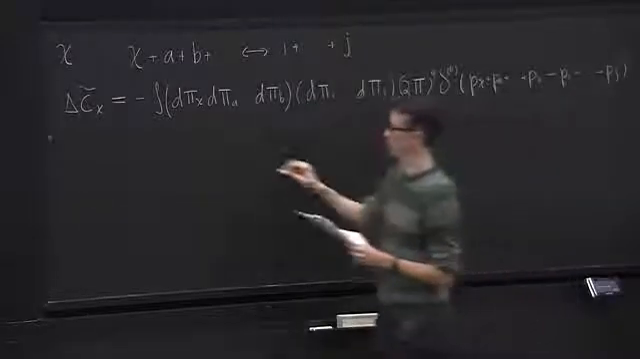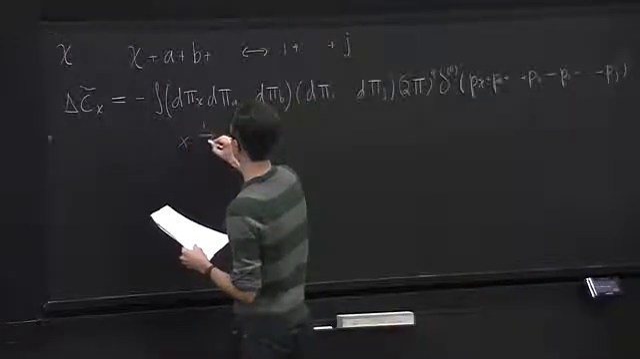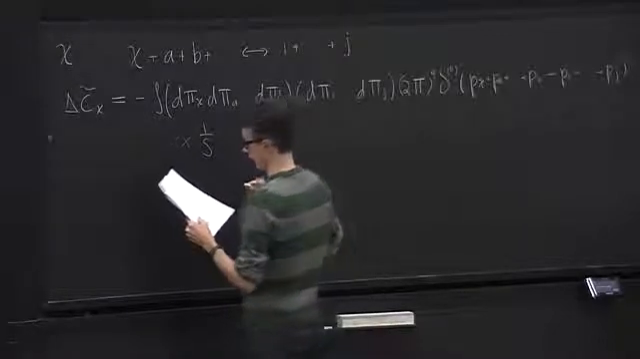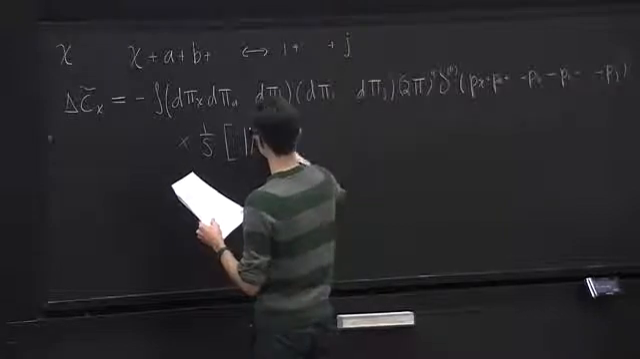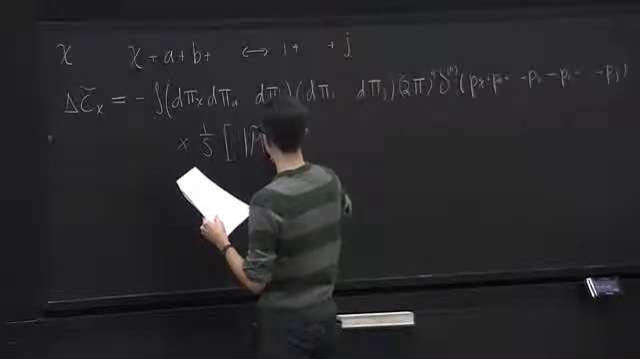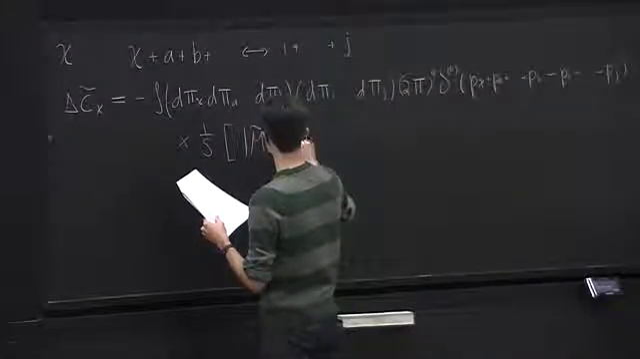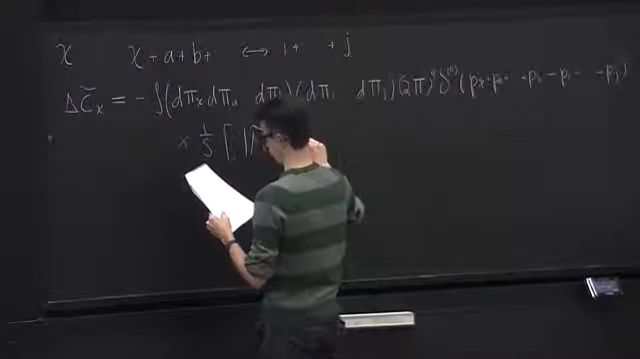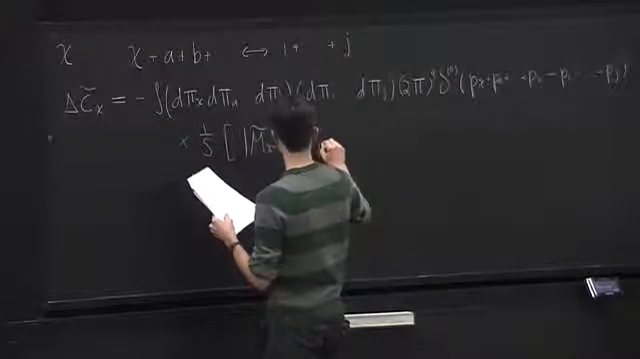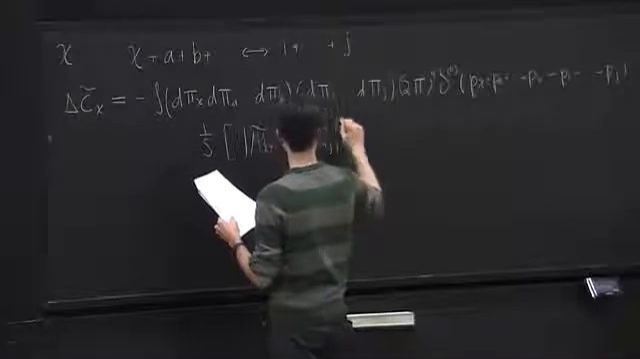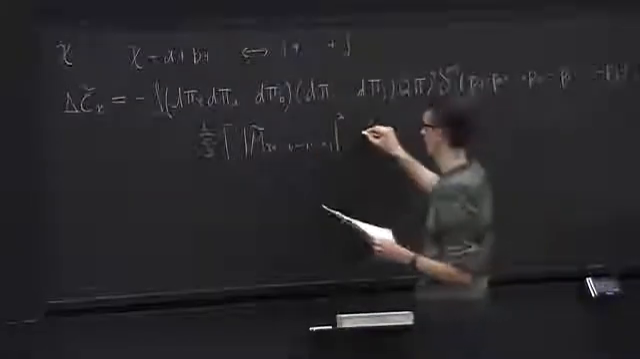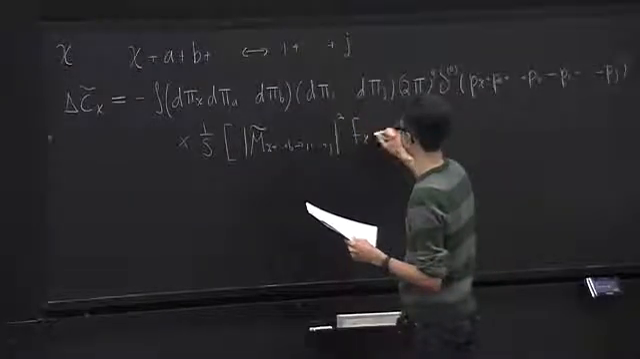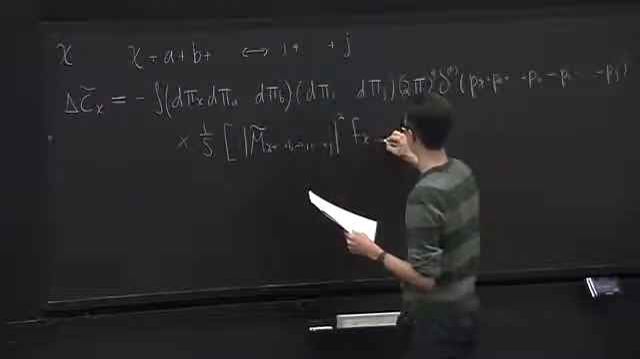Okay, so continue on to the next line, times a 1 over S, times M tilde of chi plus A plus B goes to I plus J. So this is going to be the quantum mechanical matrix element for this transition. And I multiply this quantum mechanical matrix element by all the distribution functions.